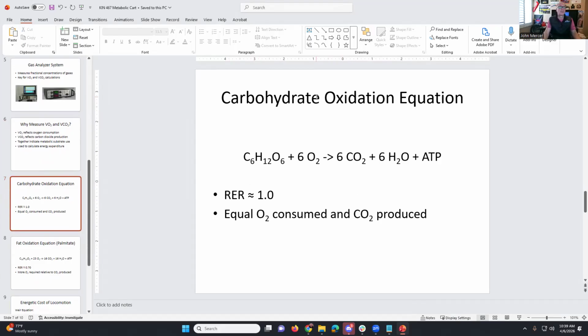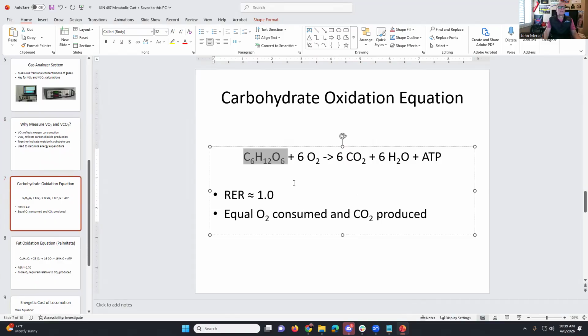All right, so let's look at the carbohydrate oxidation equation. So here's our carbohydrate, glucose. We use oxygen, and we combine those two, and through lots of chemical steps, we ultimately produce carbon dioxide, water, and ATP, adenosine triphosphate. What do we do with the carbon dioxide? We exhale it. That's why we're measuring the amount of air being exhaled, because we want to know how much carbon dioxide is being exhaled. And this is the inhalation. This is how much oxygen is going into the system.